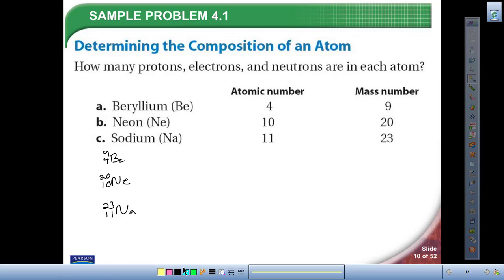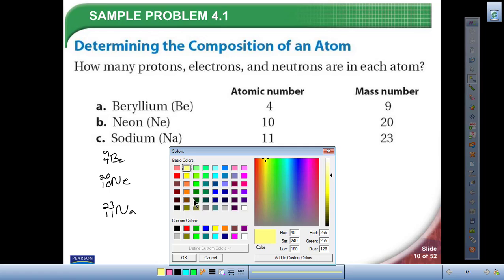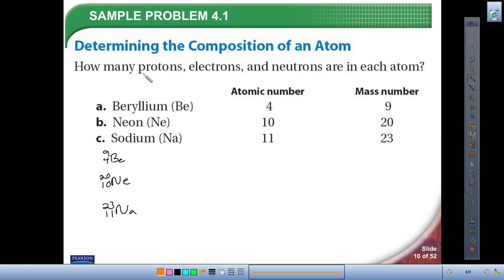All right, now let's figure out what we have. So they want to know how many protons. All right, well, protons is the atomic number. So my protons for beryllium is 4. For neon, 10. For sodium, 11. They want to know the electrons. Well, we said before that protons and electrons are the same because these are negative and these are positive. They have to equal each other. So our electrons, well, it's the same as protons.